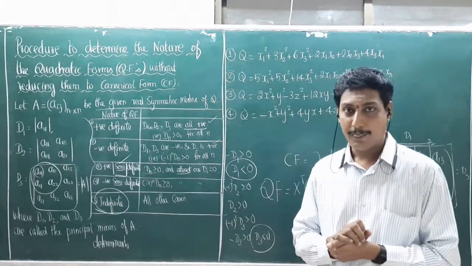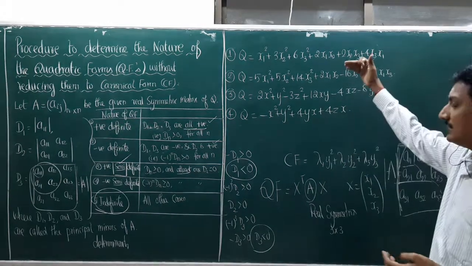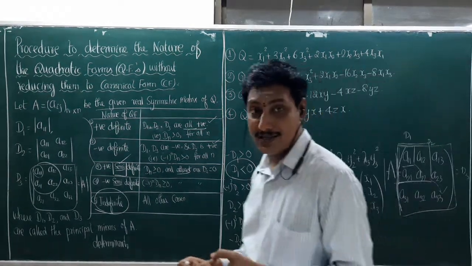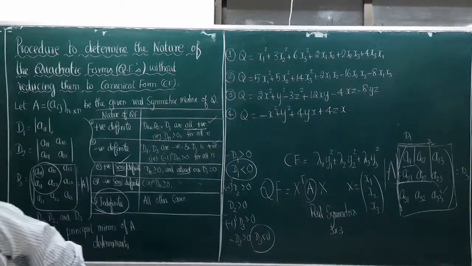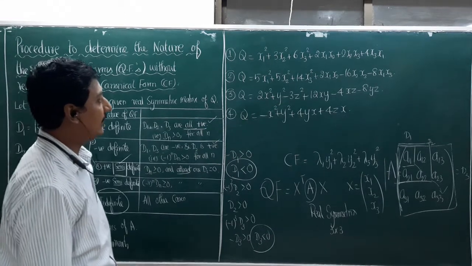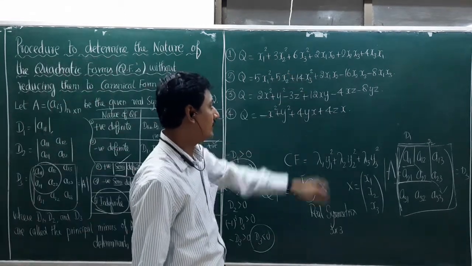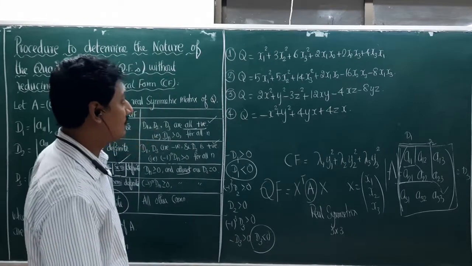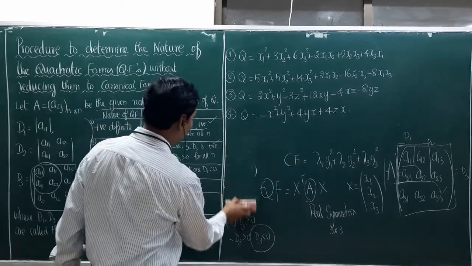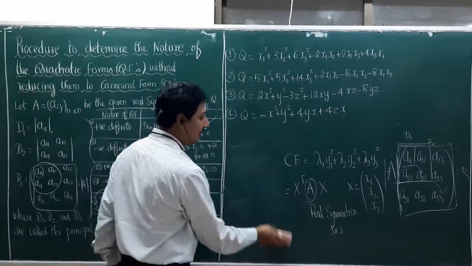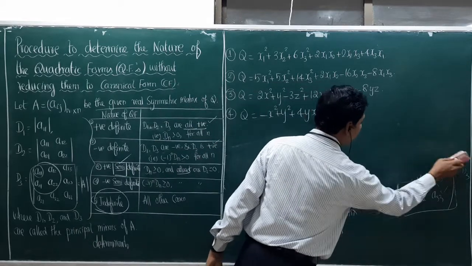Understand? Clear? Now let us see the problems. I have considered 4 problems for your better understanding. The first one: Q equals x1 squared plus 3x2 squared plus 6x3 squared plus 2x1x2 plus 2x2x3 plus 4x3x1. Now find out the real symmetric matrix.